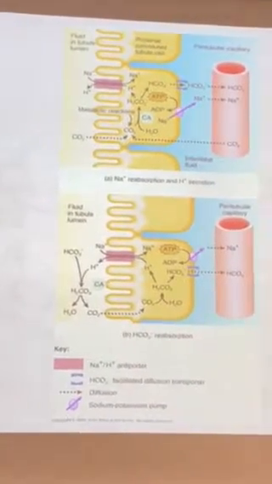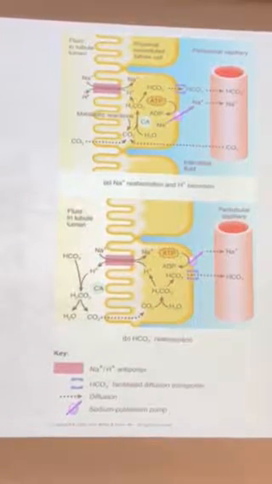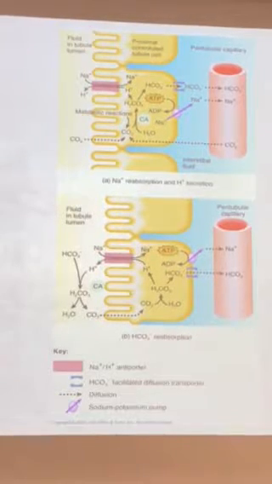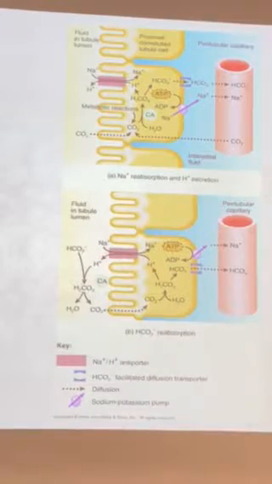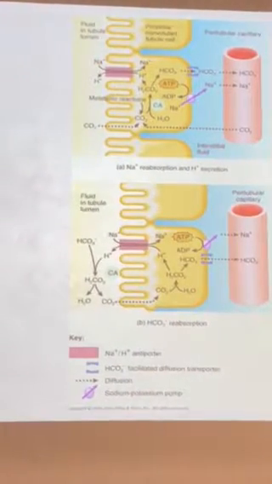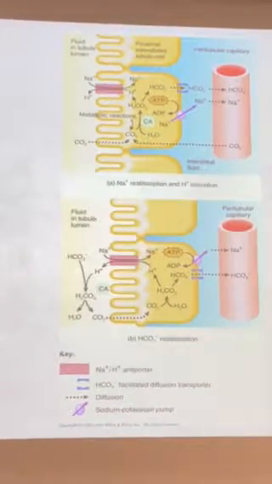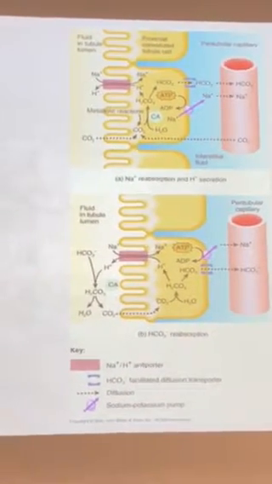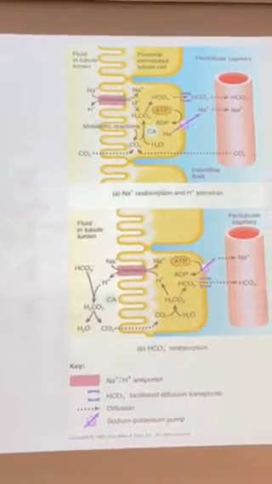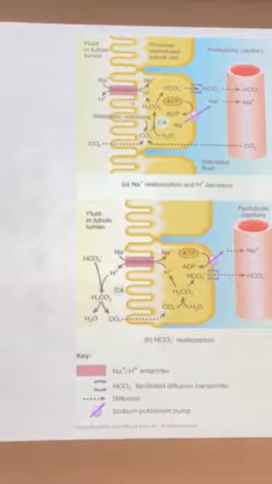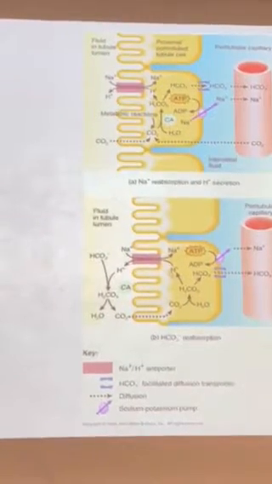So when would you want to get rid of these hydrogen ions? When your blood pH is high or low? Low. If you have a low blood pH, your blood's going to be acidic. So what you're trying to do is increase your blood pH. That's why you're trying to get rid of it. Let's take a look at this.